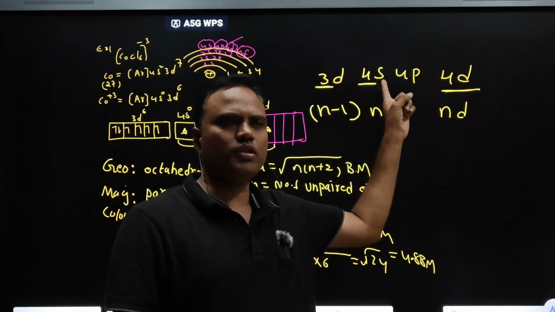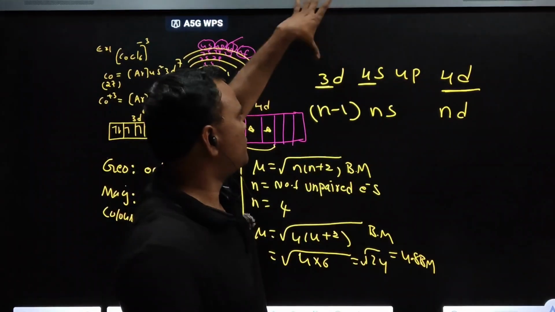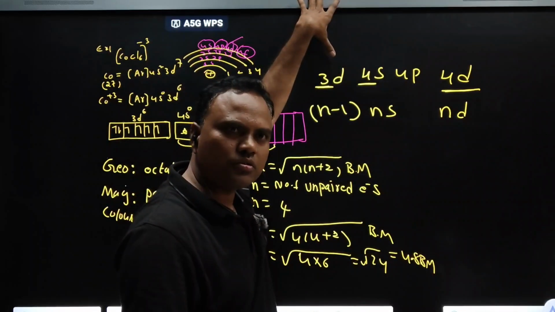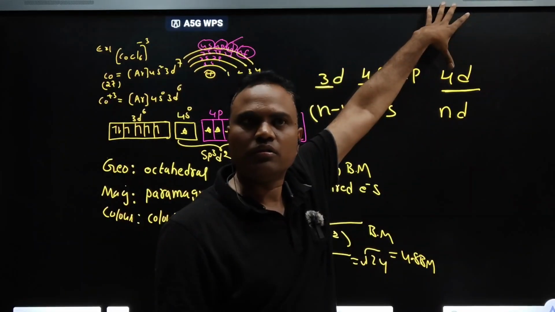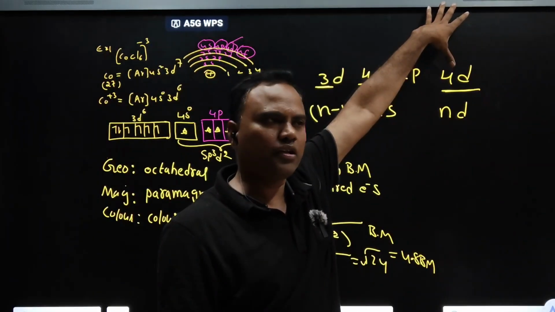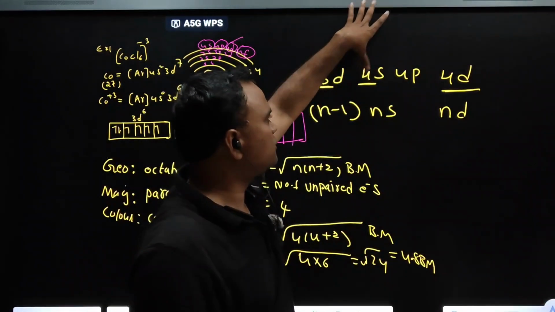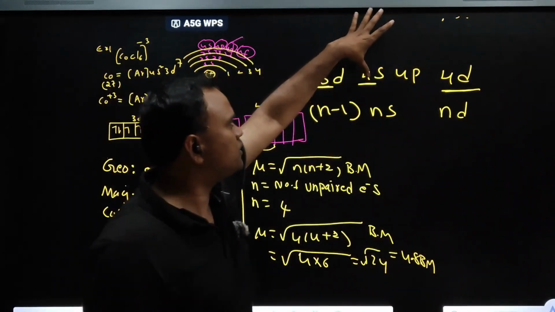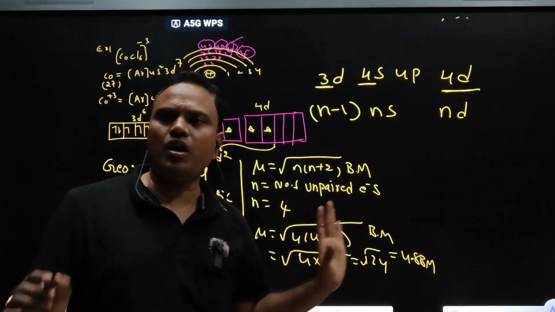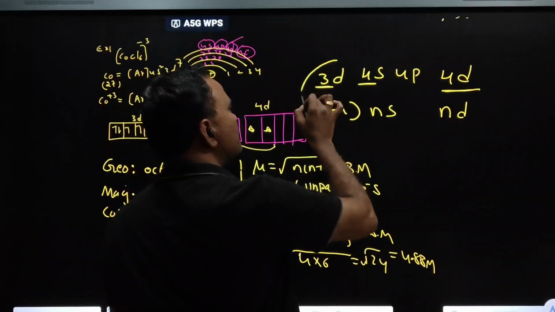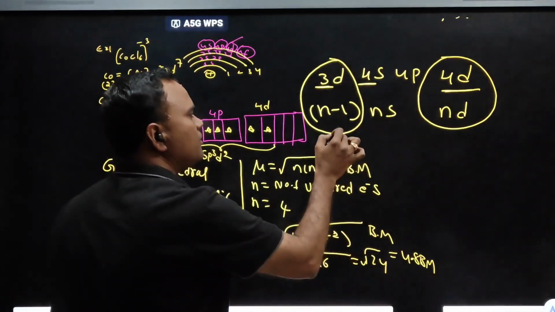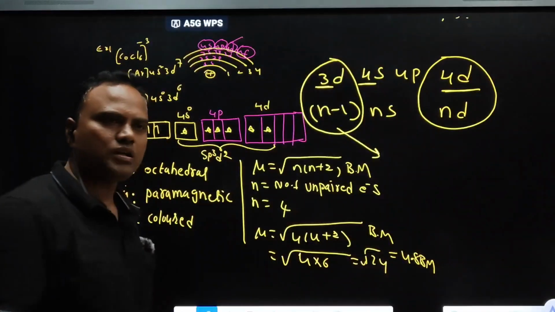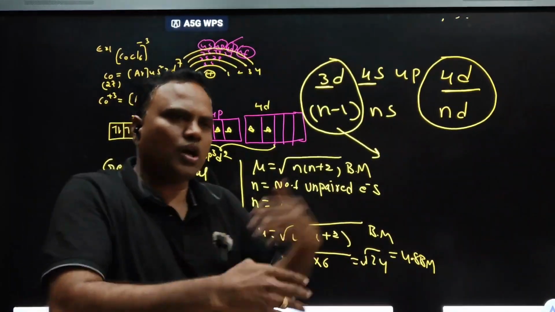Take the s orbital, 4s orbital. This is 4, this value is 3. 3 means n minus 1. This is 4, this is also 4. n only. ns, nd. ns, n minus 1 d. We have two different d orbitals. 3d orbitals are called inner d orbitals. Inner means you are not going out.